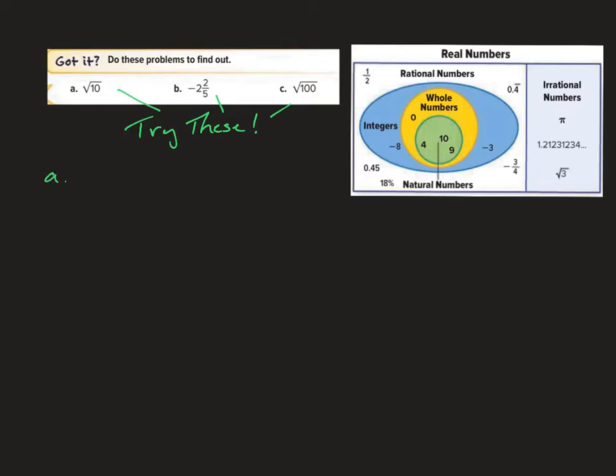So for A, we've got the square root of 10. The first thing I ask is, is it a perfect square? And the square root of 10 is not a perfect square. So that tells me that it's an irrational number. If I look over at my real number diagram here, I know that a number that's not a perfect square is an irrational number. So I can say that it's irrational.